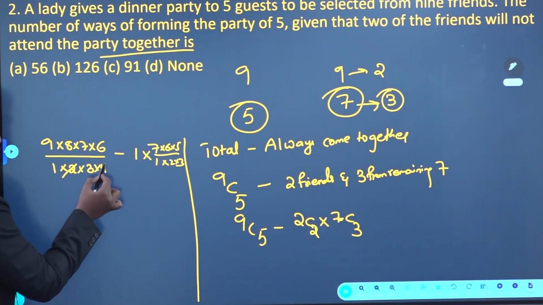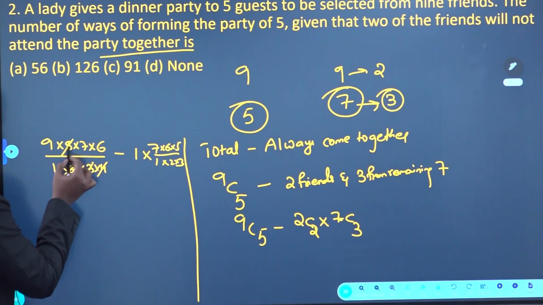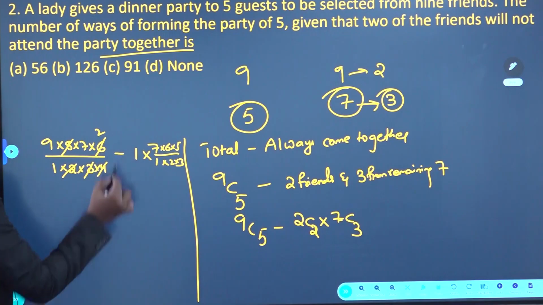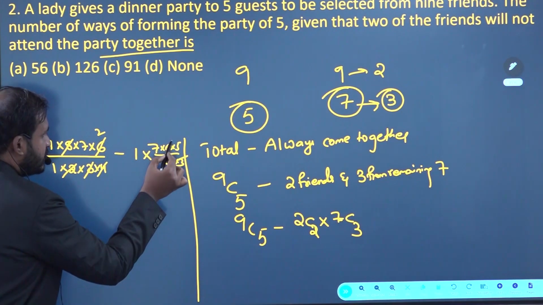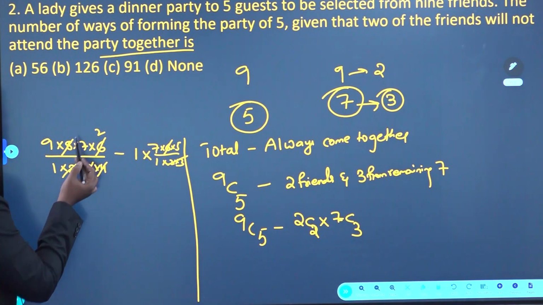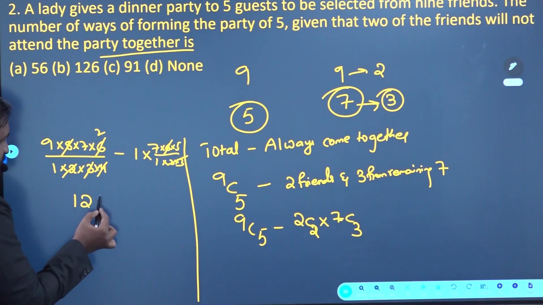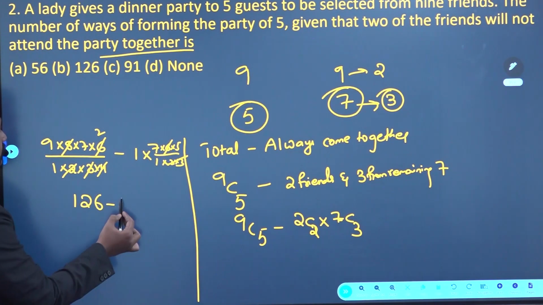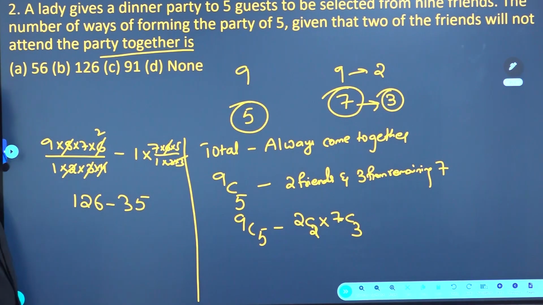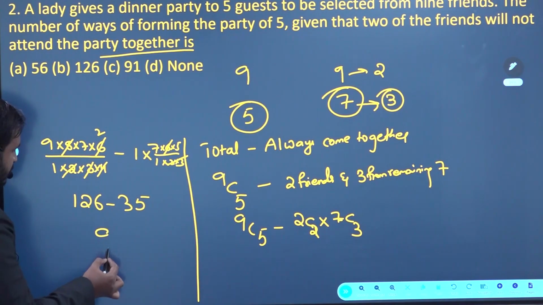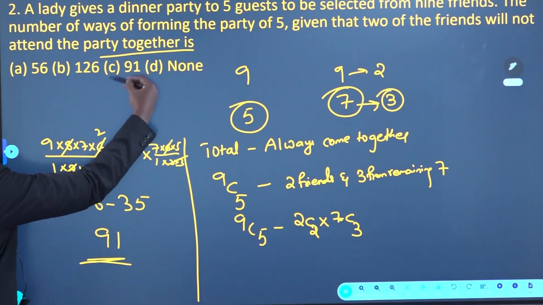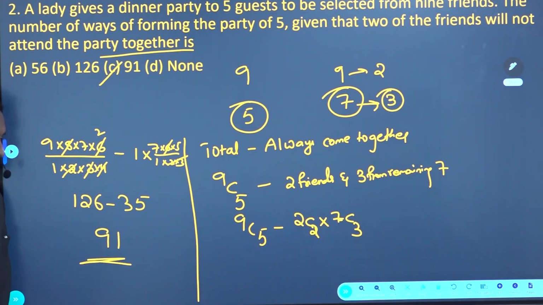So 2 4s are 8, 3 1s are 3, 3 2s are 6. Next, 2 3s are 6, this 6 will get cancelled. So what will I get here? 9 7s are 63, 63 2s are 126, minus 7 5s are 35. So in how many ways can they invite the party? In 91 ways.